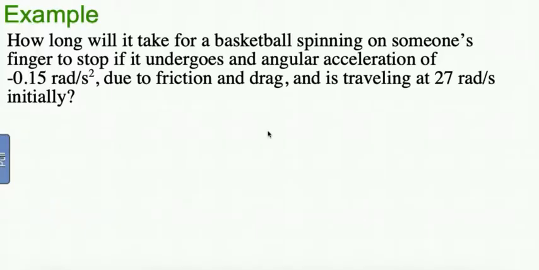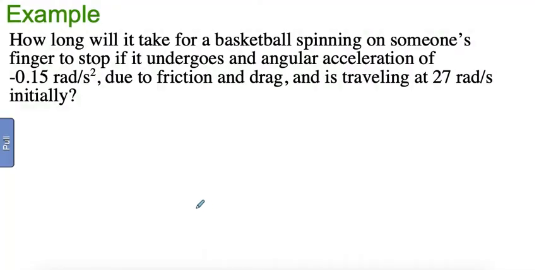Let's take a look at an angular acceleration scenario here. How long will it take a basketball spinning on someone's finger to stop if it undergoes an angular acceleration of -0.15 radians per second squared? So we have -0.15 radians per second squared, and due to friction and drag, that's what's causing that negative acceleration. That's actually a deceleration because it's slowing down, and it is initially traveling at 27 radians per second.